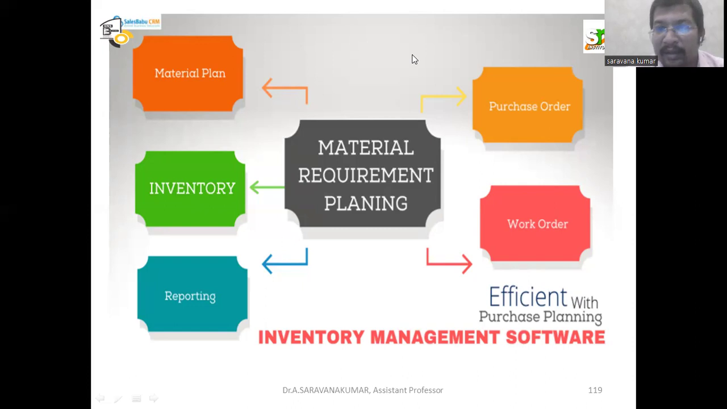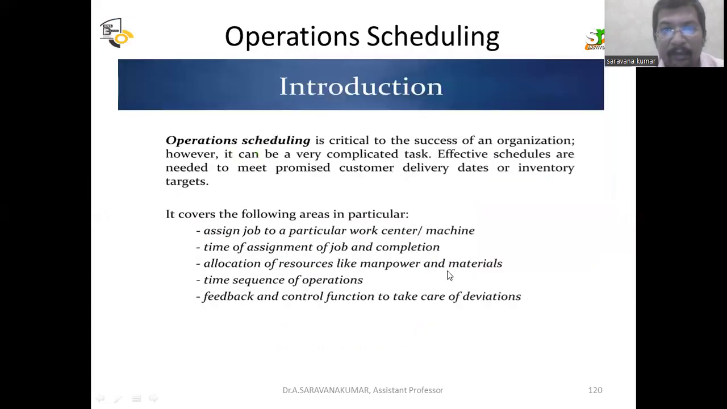If you're selling that inventory or whatever it is, you can collect the purchase order, work order, as well as reporting, inventory, and finally the material plan. So it's inventory management software. It's MRP, material requirement plan. So next we are going to discuss a very important topic, operation scheduling.